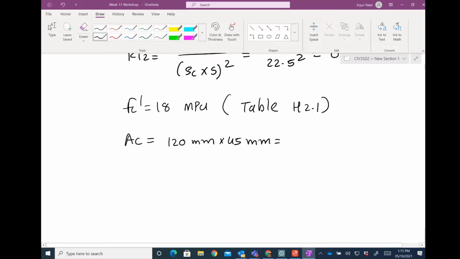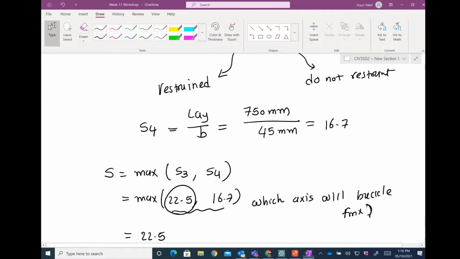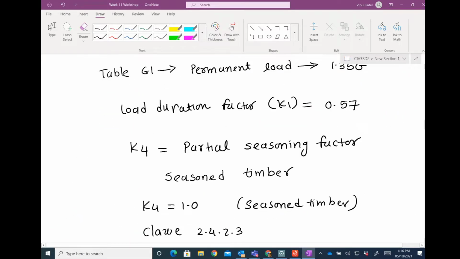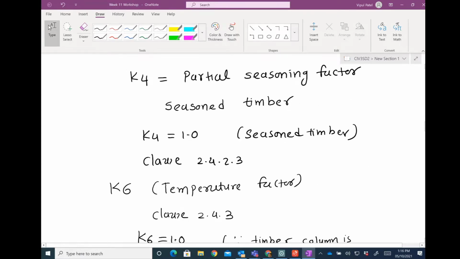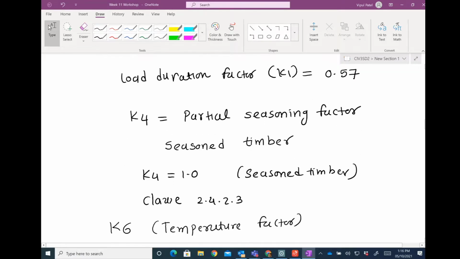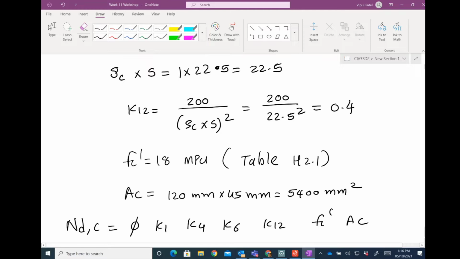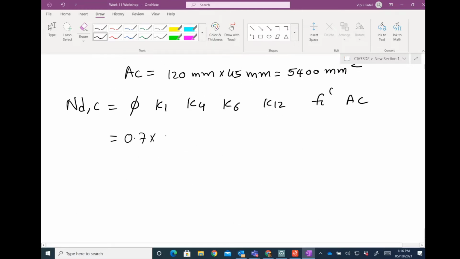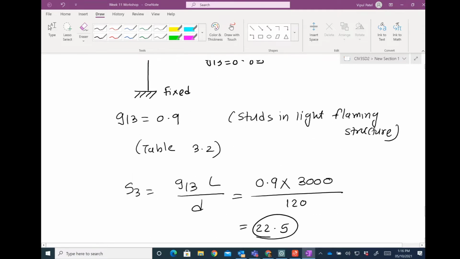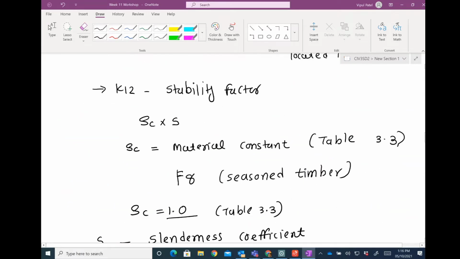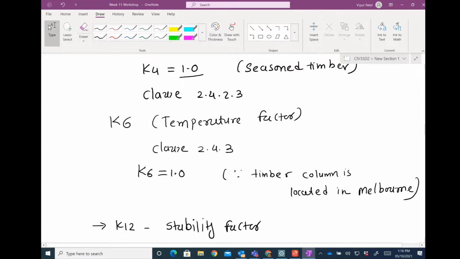We already calculated that one, but let me calculate it: 5400 millimeter square. So AC is 5400 millimeter square. So now let's get NDC equal to K1 K4 K6 K12 FC dash AC. The first factor, how much was that? About 0.7. I remember that, category number 2 and so on. So you have 0.7, and K1 is 0.57. Let's read K4, K6 together. K4 is 1, K6 is 1.